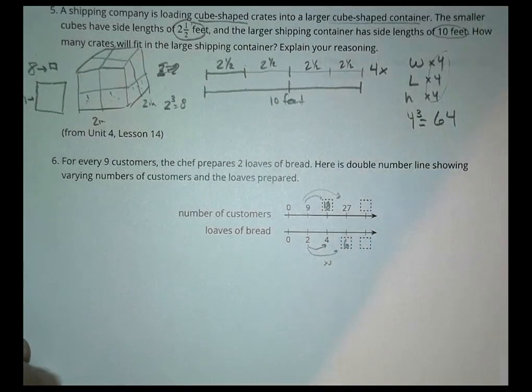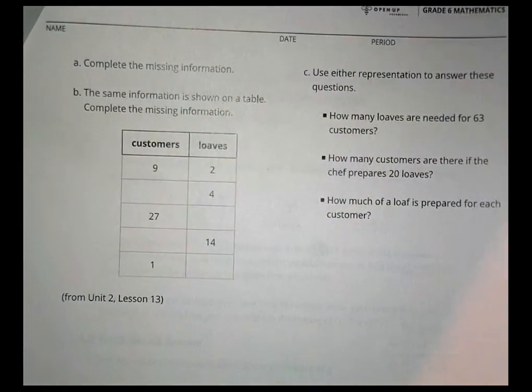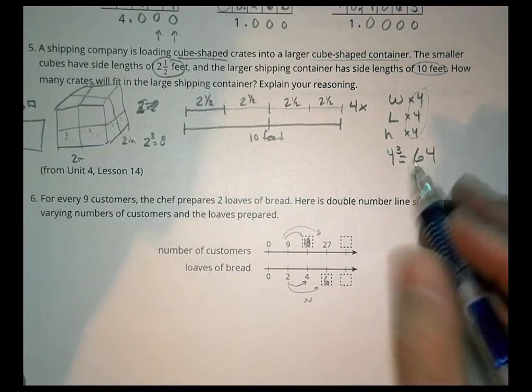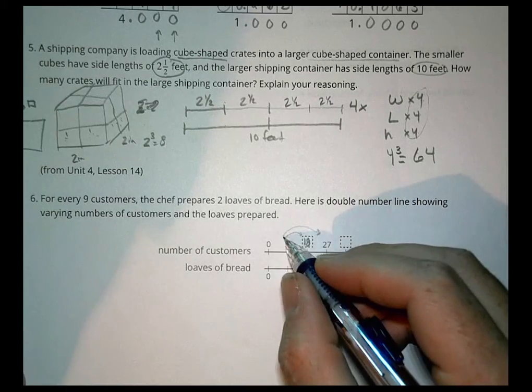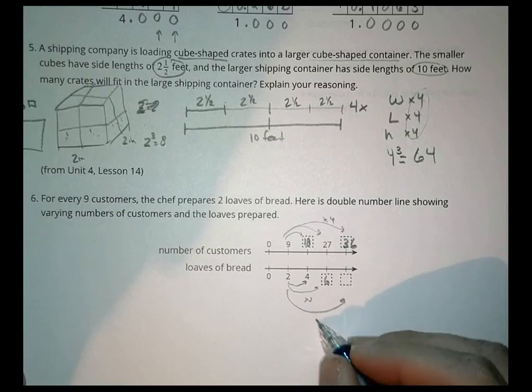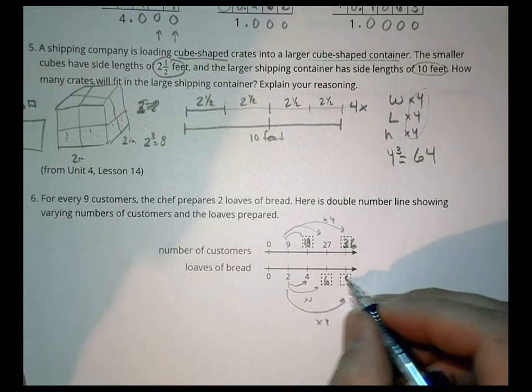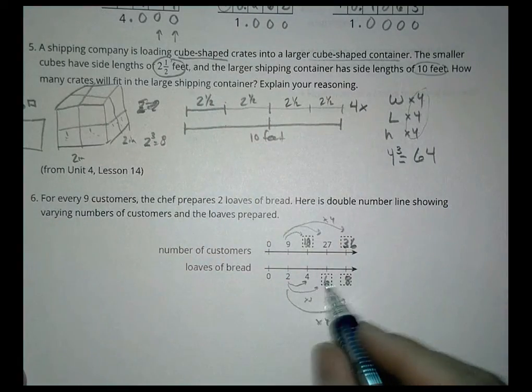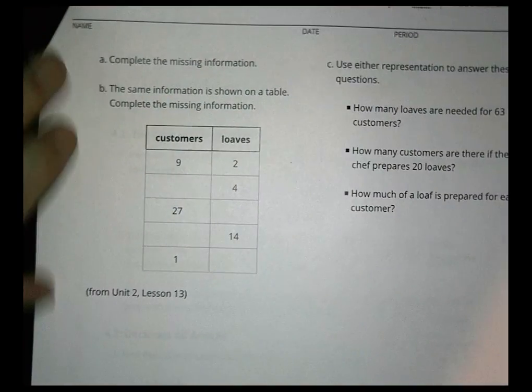Anyway, let's see what's on the next page. It says complete the missing information, which we did there. That's great. We can continue adding one more. We could do 9 times 4 is 36, and 2 times 4, which would be 8. So that would work there. So we have 18, 27, 36, or 2, 4, 6, 8. That's complete information there. We can put the same information, of course, in a table.